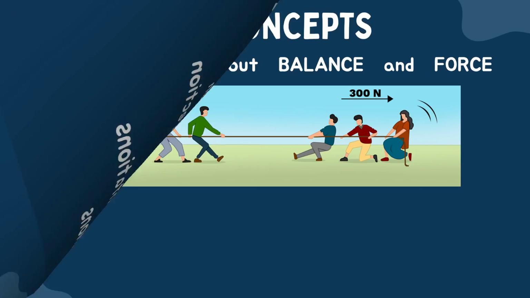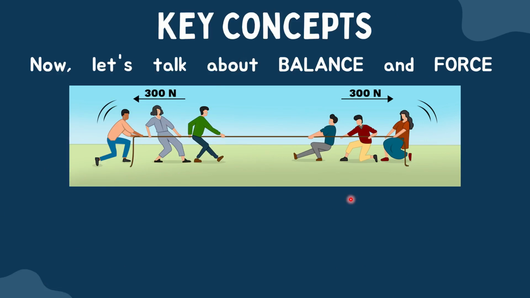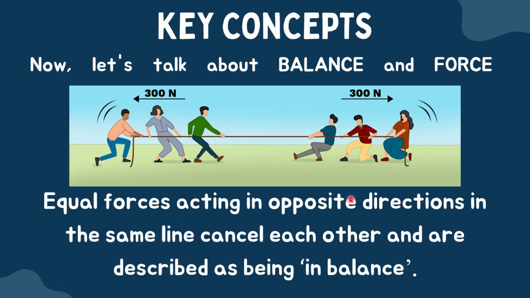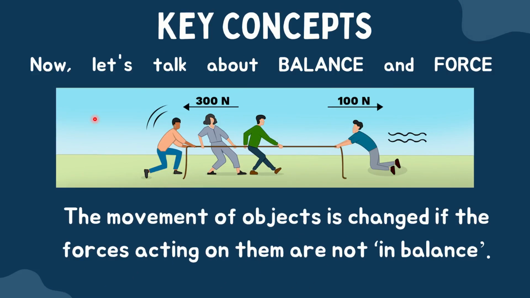Now let's have some of the key concepts for today's video lesson. Let's talk about balance and force. Take note, class, equal forces acting in opposite directions in the same line cancel each other and are described as being in balance, just like the picture shown in your screen right now. Another one, the movement of object is changed if the forces acting on them are not in balance. Just like this one, we have here 300 Newton and 100 Newton. And as you can see, they are unbalanced forces.